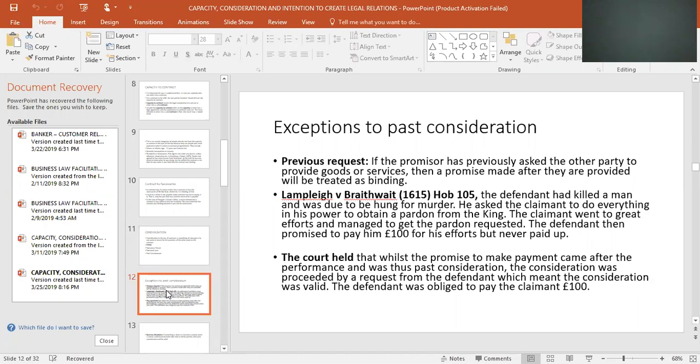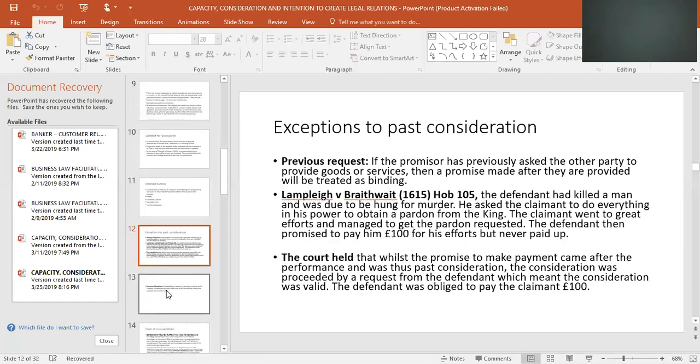Now, there are some exceptions though, because it is not in all cases that a promise that comes after an act has been done will be considered as a consideration. So we will look at two or so instances where there can be an exception to past consideration. Now, the first point is what we call previous request.